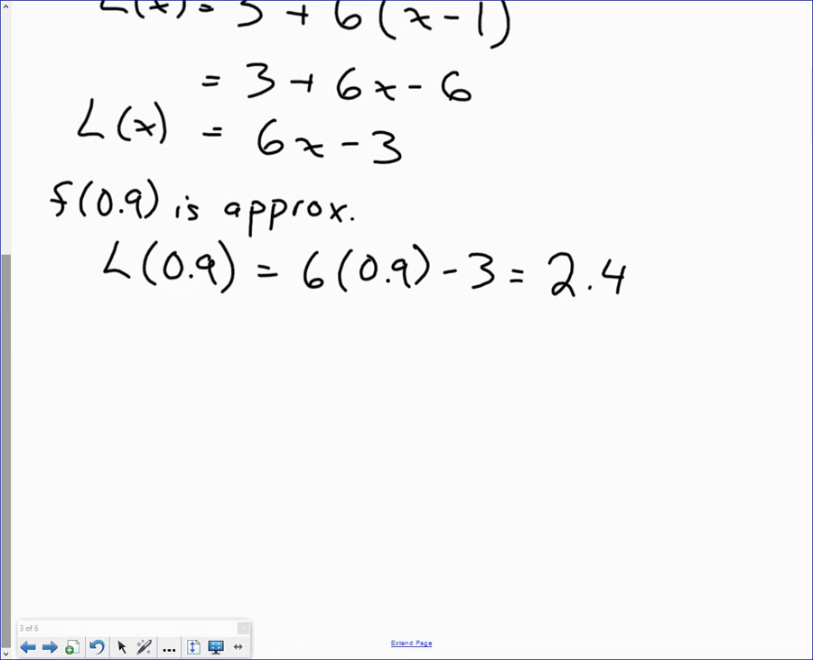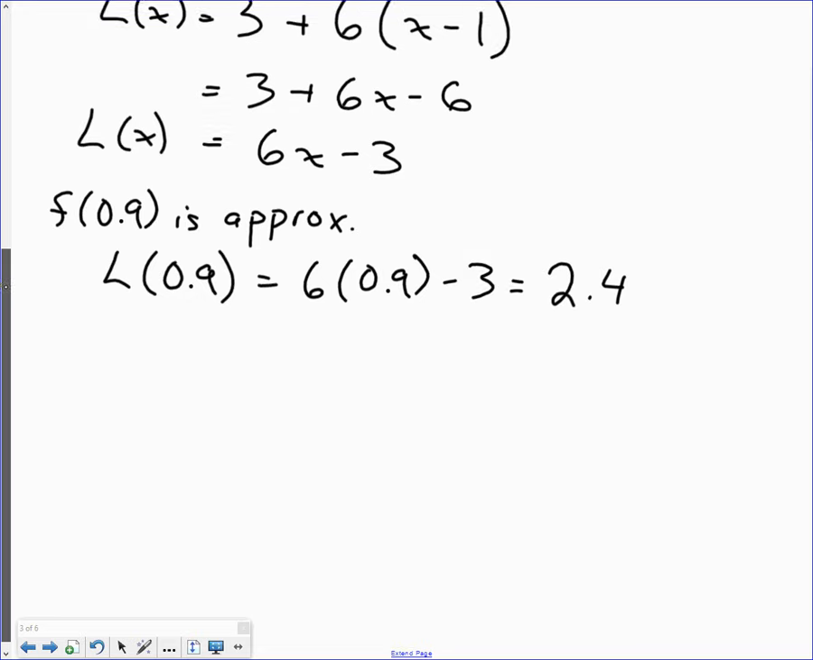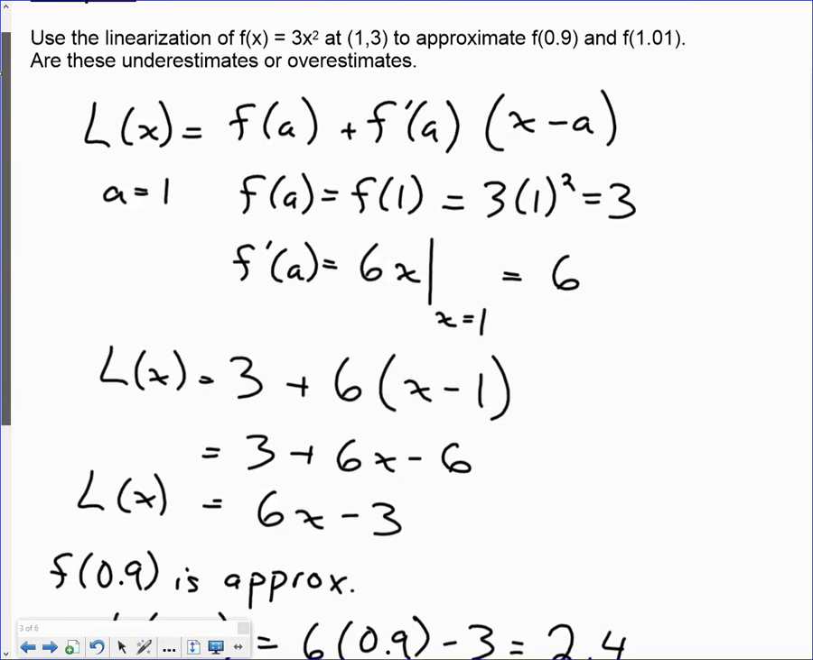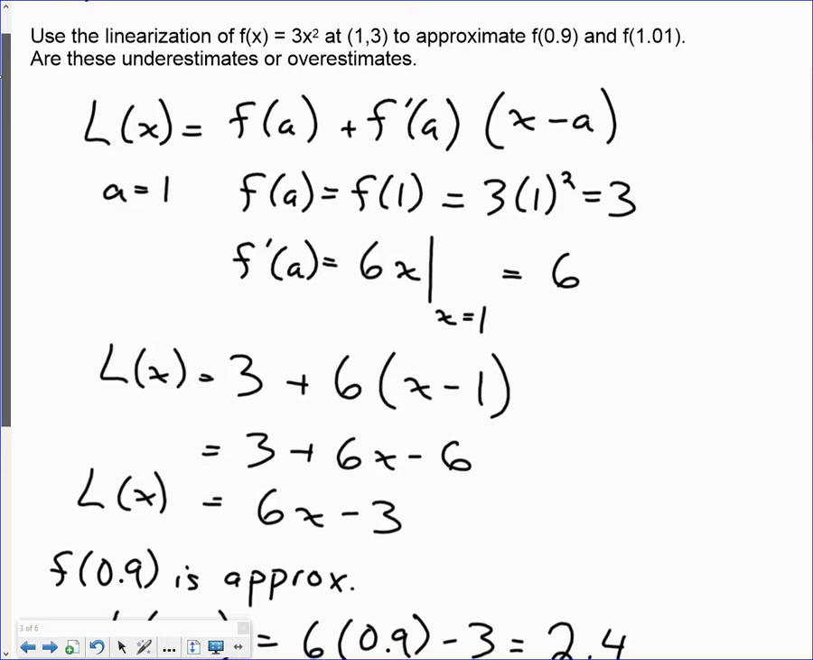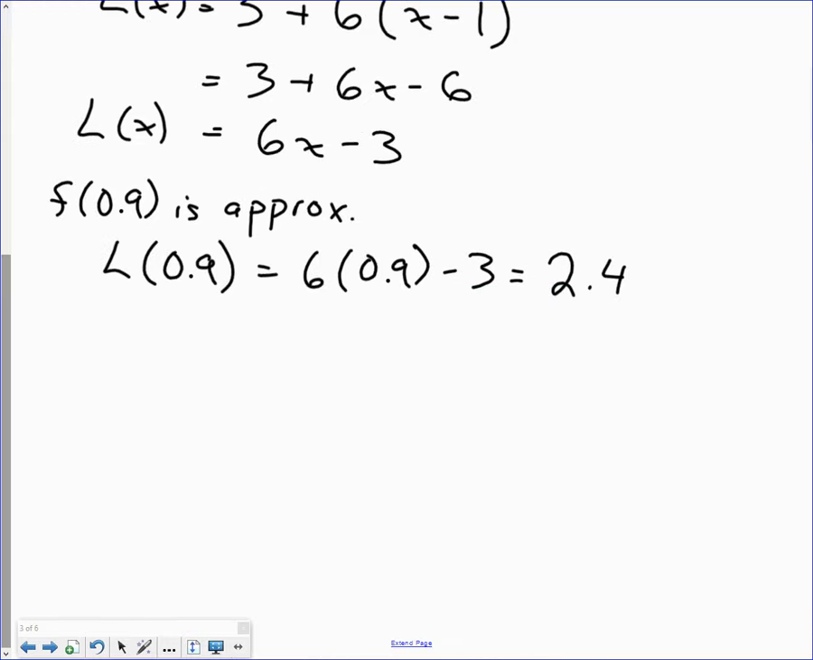Now, is this an overestimate or an underestimate? Well, let's go back to our original function here. Our original function is 3x squared. So what do we know that this function looks like? It's a parabola. It opens up. So f at x is concave up at x equals 0.9.